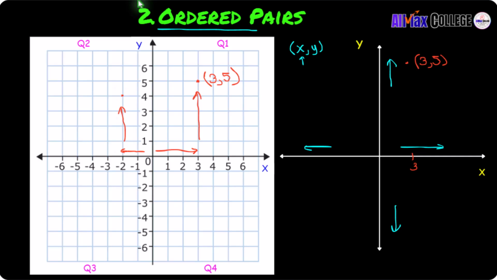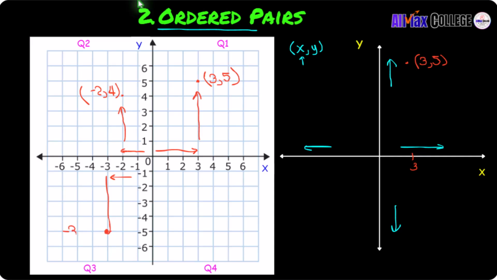One more. (-3, -5). How to plot that? Go left 3 and go down 5. (-3, -5).